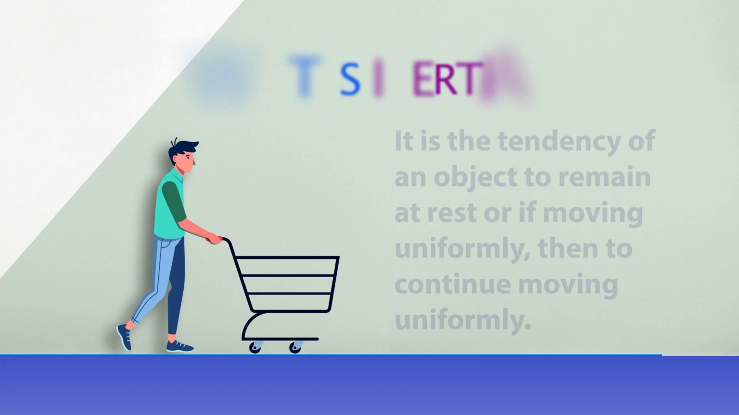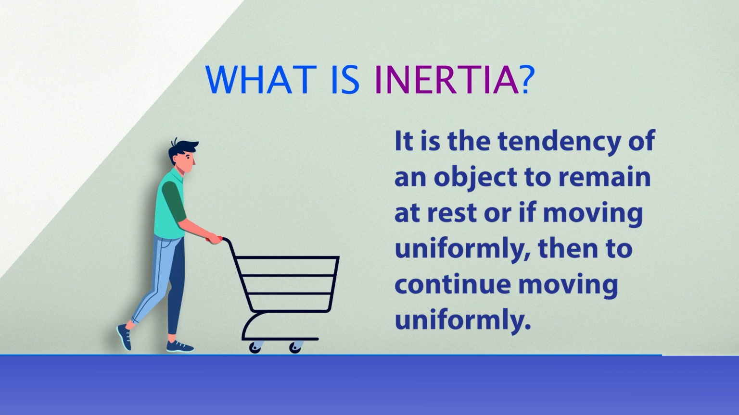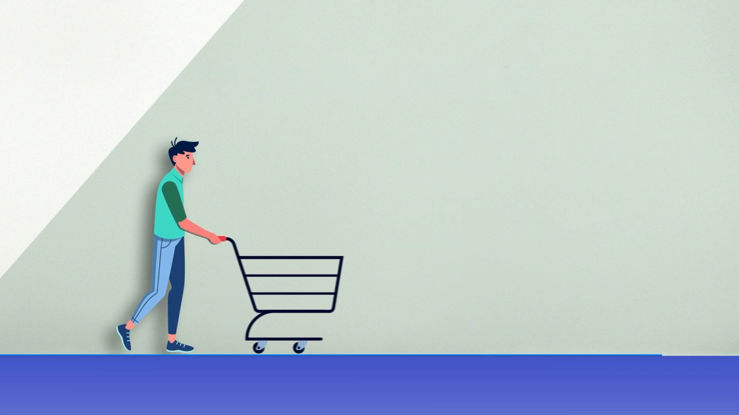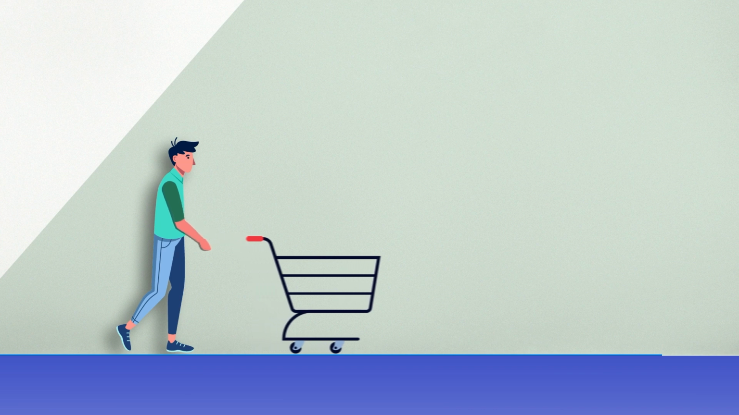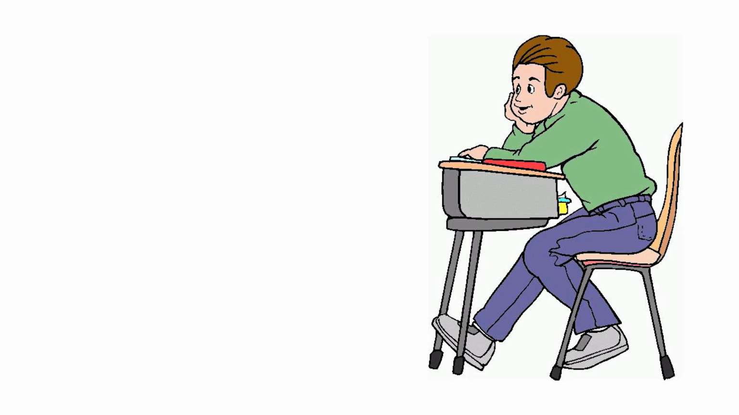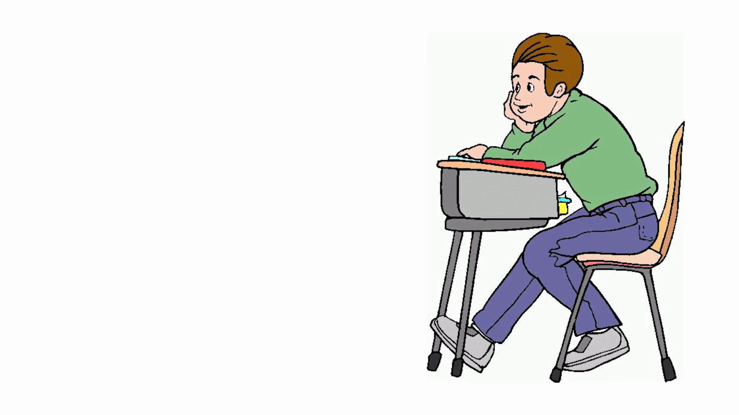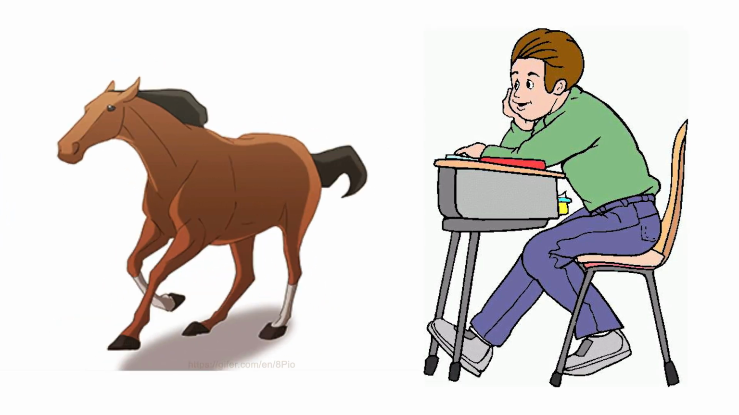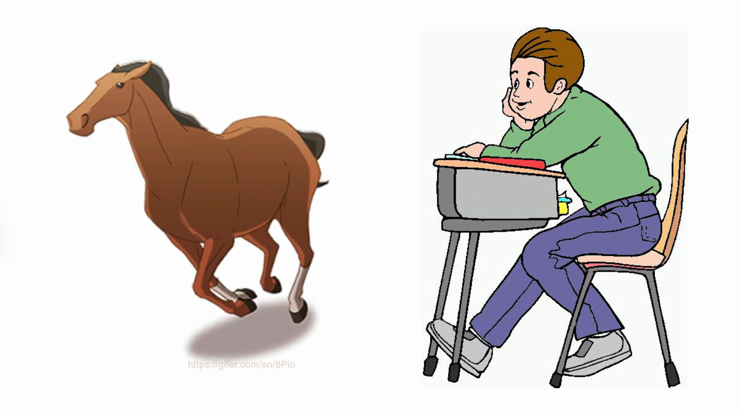You are familiar with this. Here is an example, a stationary cart and a cart that has been pushed and is moving at a constant velocity. This you have to imagine in your mind. We are usually inert beings, we like to sit at a place and daydream. So the tendency to remain at rest, or if moving uniformly, then to continue moving at a constant velocity. This is inertia.